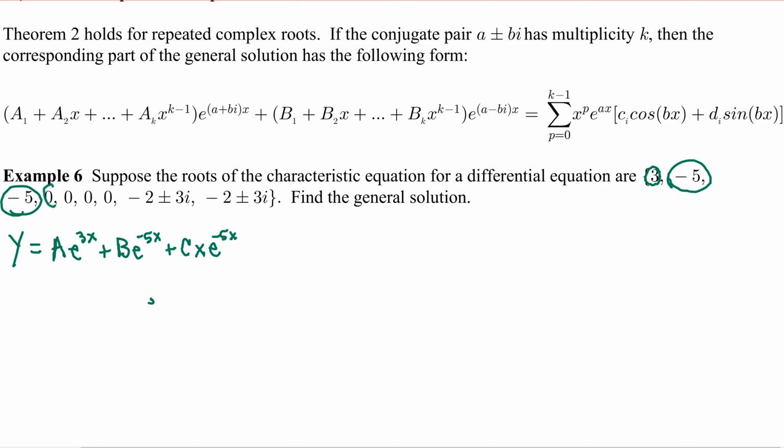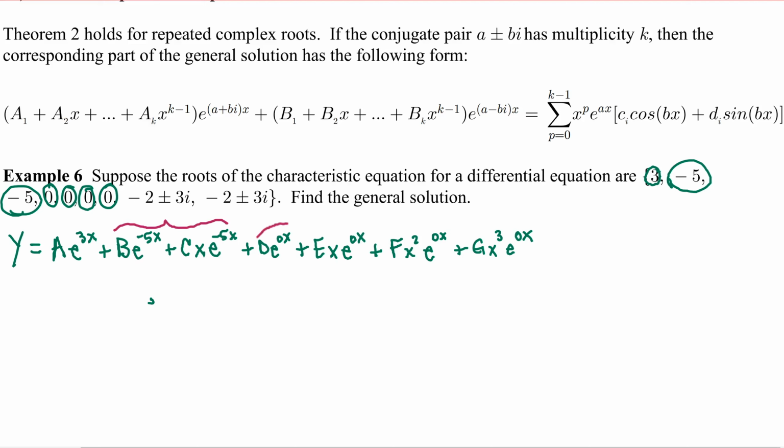Then we have the real 0, 0 with multiplicity 4. So we're going to need d times e to the 0x. Remember, 4 terms corresponding to r equals 0. E times x, e to the 0x. Remember, x makes it linearly independent from the previous term. F, we're going to need another multiple of x here, x squared, e to the 0x. And then one more power of x, x cubed, e to the 0x. So to organize our terms here, these two correspond to r equals -5, and these 4 terms correspond to r equals 0. And of course, that first term is r equals 3.